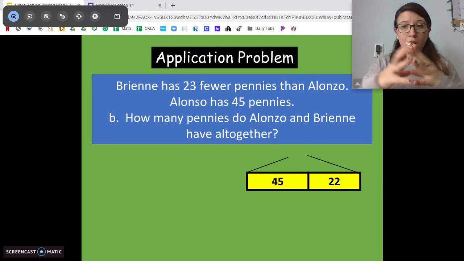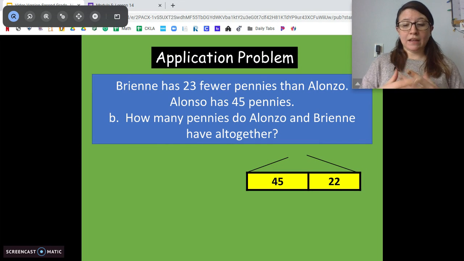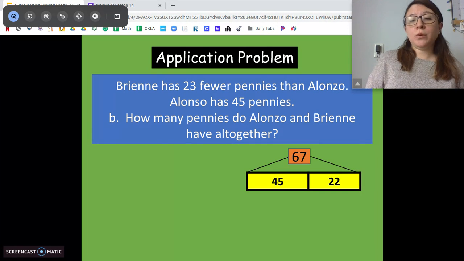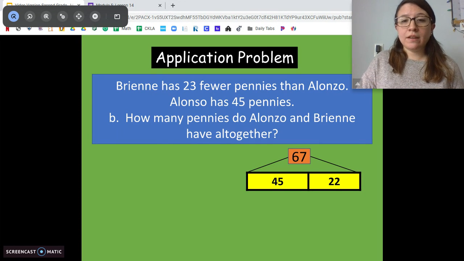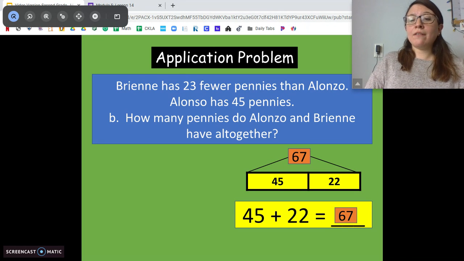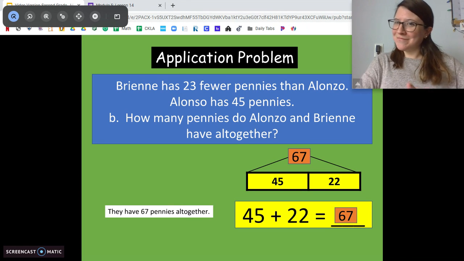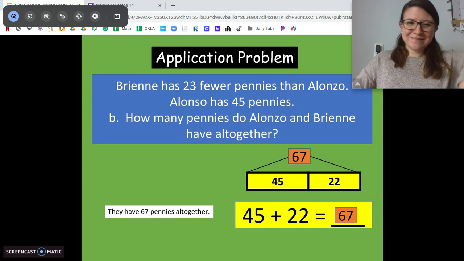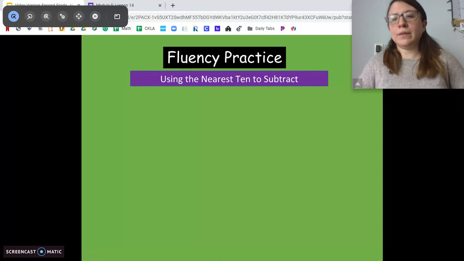Good. So if we're doing all together, we're adding. So we have 45 plus 22, and that gives us a total of 67. Alonzo and Brienne have 67 pennies altogether. Thumbs up if you got it. Good job. All right, let's do some fluency practice.